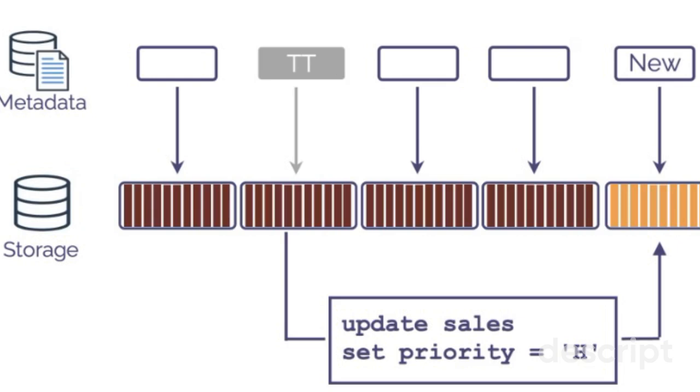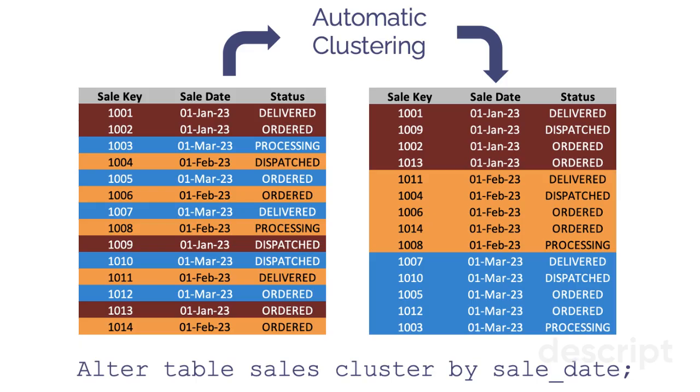Exactly. But here's the thing that's bugging me. Data is constantly changing, right? New records are being added, old ones are being updated. Doesn't that mess up the clustering? It can, but Snowflake's got you covered. Oh, how so? Automatic clustering. It's a background process that's constantly working to keep your data organized and maintain optimal clustering.